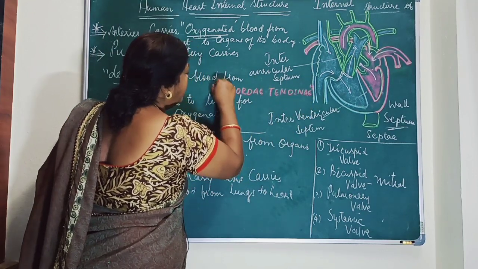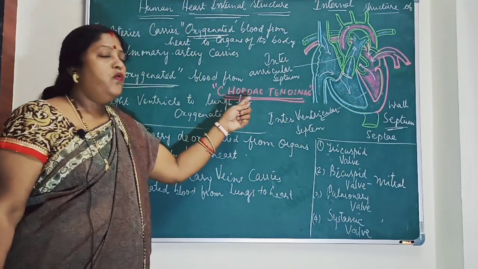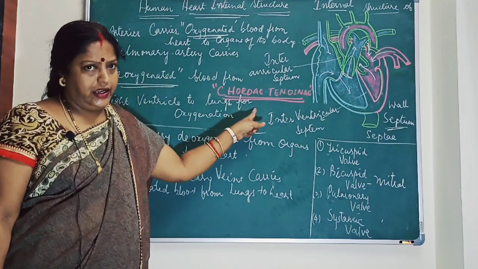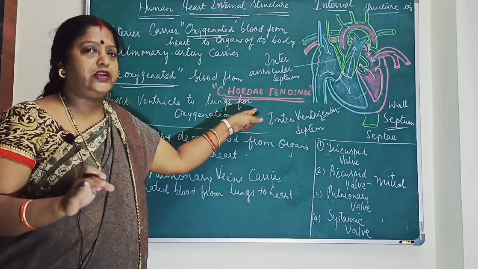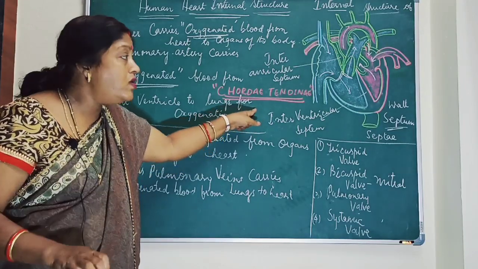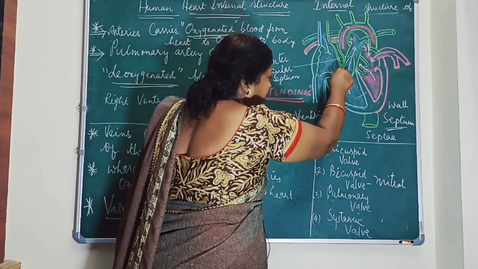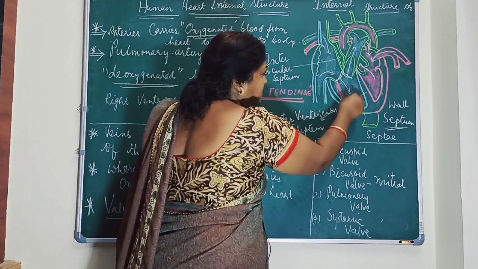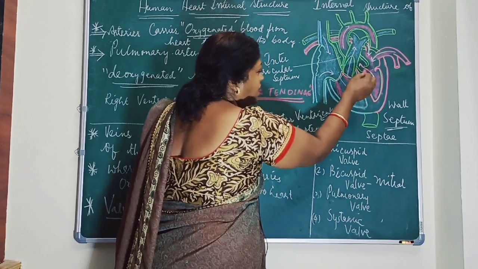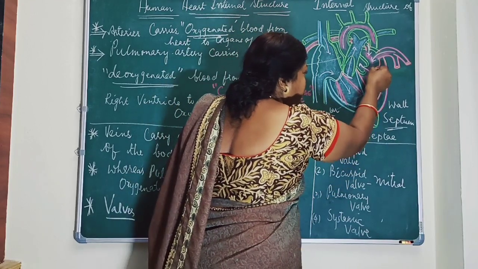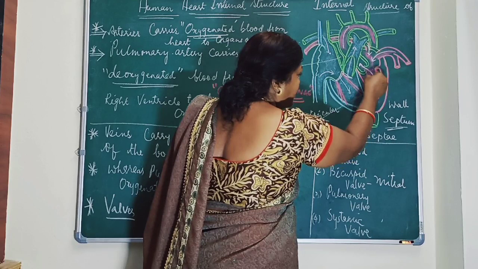Okay, this comes for 1 mark, students, as an asked question. So, what are chordae tendineae? Chordae tendineae are the strands of connective tissue that hold the valves in their position. Okay, so you can see like this in the internal structure of the heart. Okay, so these are the chordae tendineae which hold the valves in their position.